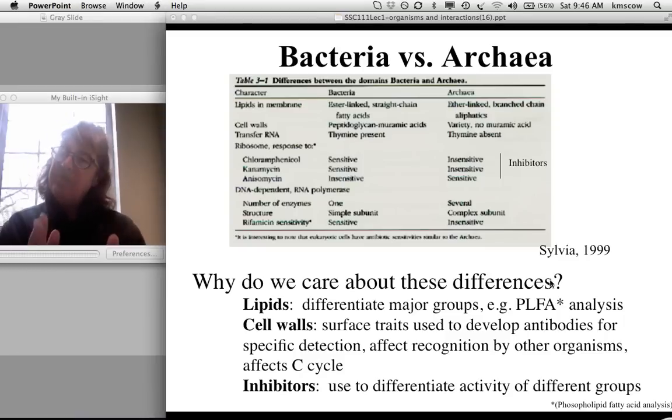So again, this is echoing my earlier picture of all this information found in an organism and how you can tap into that information and use it to study microbial ecology. This follows up on that, looking at some of these differences and how we can use them to answer really interesting questions about nature.